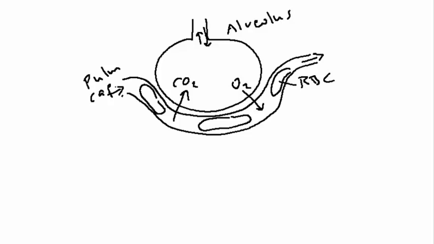So we have gas exchange here, and let's take a look at the pressures. Let's put some numbers to this. So in the alveolus, the pressure of oxygen, the PO2, is around 100 millimeters of mercury. The PCO2 is around 40 millimeters of mercury.